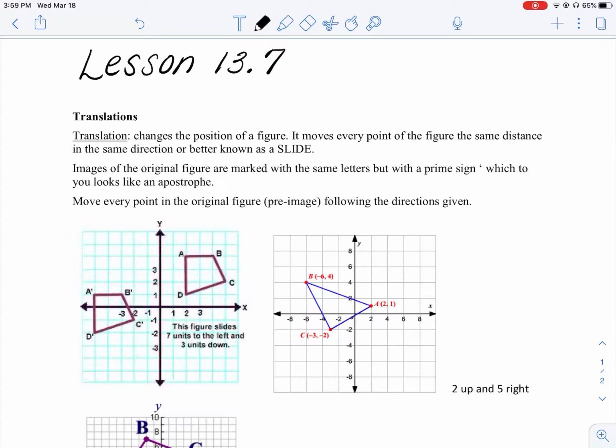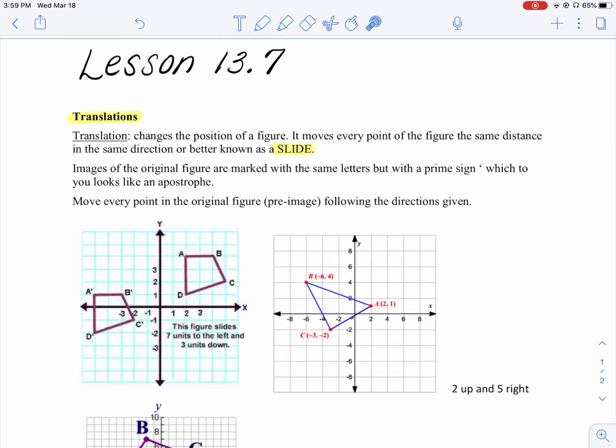The title of today's lesson, as you can see here, is Translations. Translation is just a fancy way of saying slide. As you'll read right there, it changes the position of a figure. So we're going to change the position of a figure, like a square, a rectangle, or a triangle, by sliding it around.